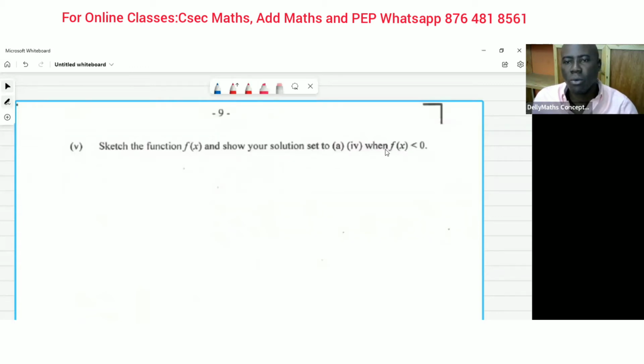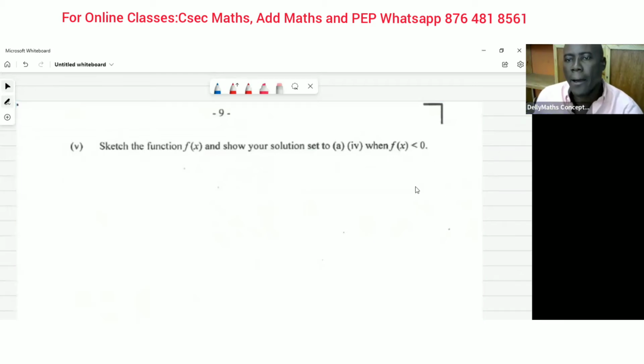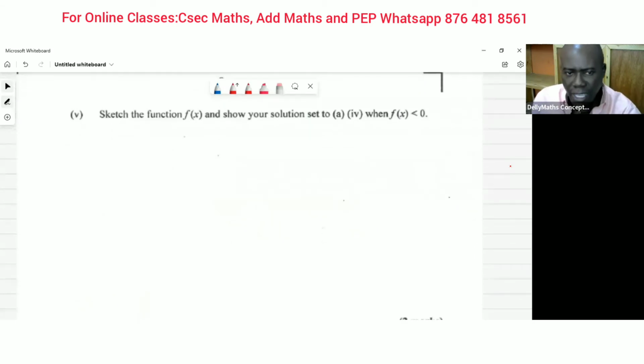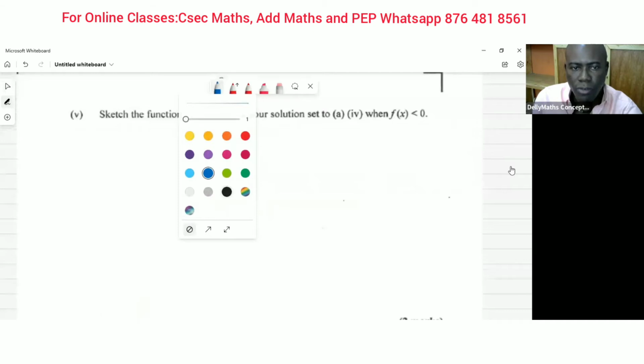All right, when f of x is less than 0. Let's go for this first. If we're gonna sketch this, a sketch is a sketch. Definitely we're not on a grid, so I'm just going to show some stuff quickly for my sketch.